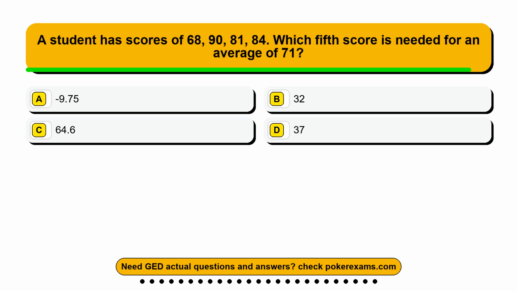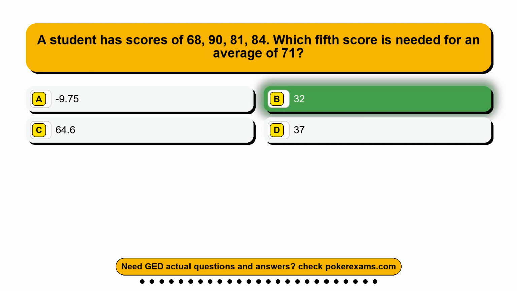Question 22. A student has scores of 68, 90, 81, 84. Which fifth score is needed for an average of 71? Option A, minus 9.75. Option B, 32. Option C, 64.6. Option D, 37. The correct answer is option B, 32.